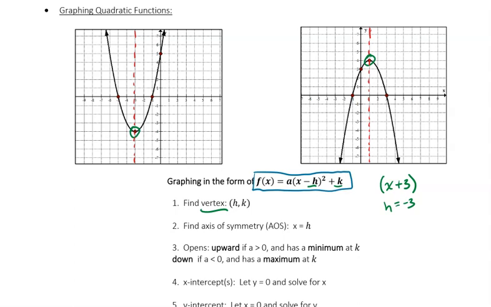All right, third part is we're going to figure out which way it opens. So normally, if there's no negative on the outside, the parent graph of the parabola opens upwards, like the one on the left. The only thing that made it open downwards was if there was a negative on the outside. That, if you remember, did a vertical reflection. So what that means for us is that if the number on the outside of the parentheses is positive, it'll open up. If it's negative, it'll open down.